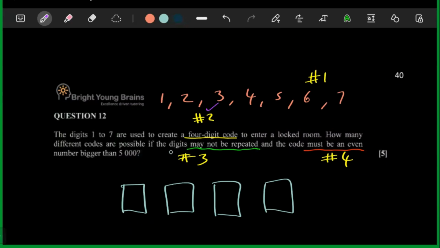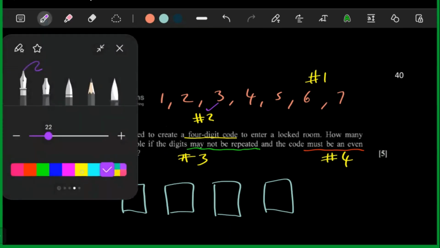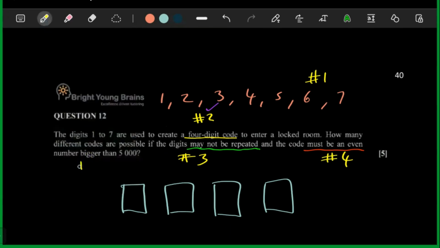Now, they said here, how many codes are possible if you cannot repeat and your code must be an even number that is bigger than 5,000. So we actually have 5 restrictions. The number has to be bigger than 5,000. So it being even is not good enough. It has to be even and it must be bigger than 5,000.